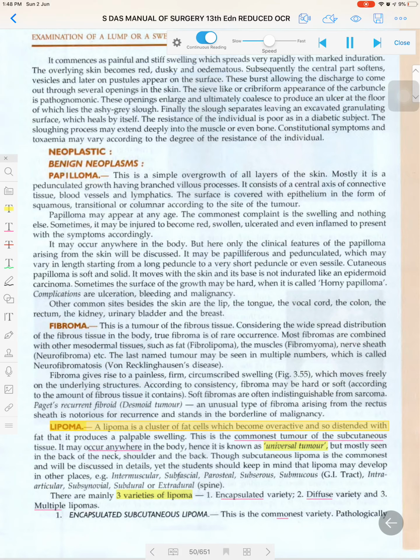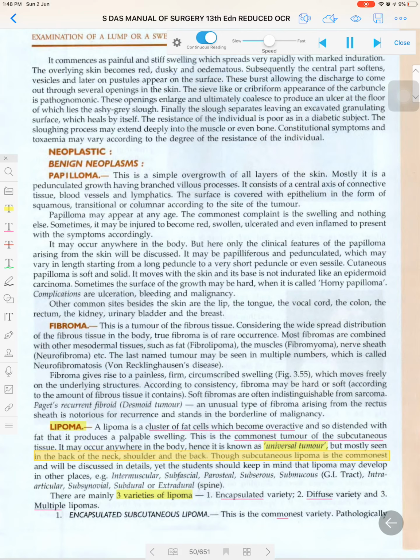Lipoma. A lipoma is a cluster of fat cells which become overactive and so distended with fat that it produces a palpable swelling. This is the commonest tumor of the subcutaneous tissue. It may occur anywhere in the body, hence it is known as the universal tumor, but is mostly seen in the back of the neck, shoulder and the back.